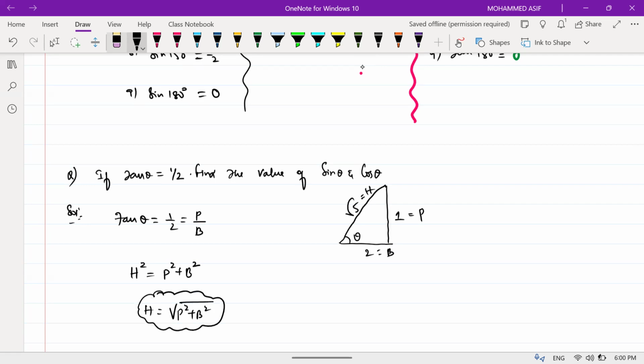Okay. Then what is the sin theta? Sin theta is equal to perpendicular divided by hypotenuse. It is 1 by root 5. Clear? The same way cos theta. Cos theta is equal to base divided by hypotenuse. Base is 2 and hypotenuse is root 5. Clear, beta?